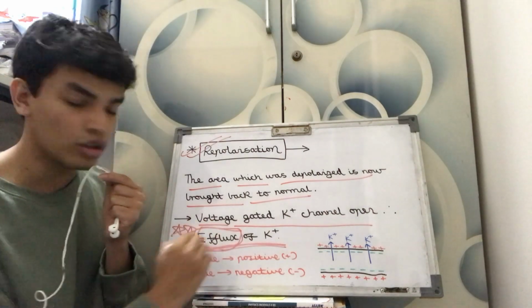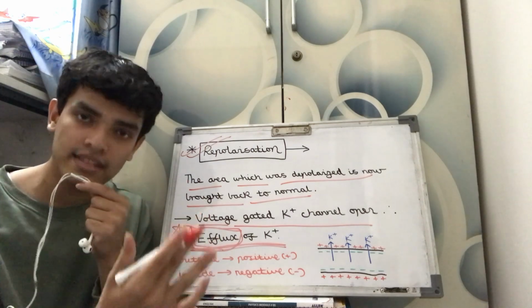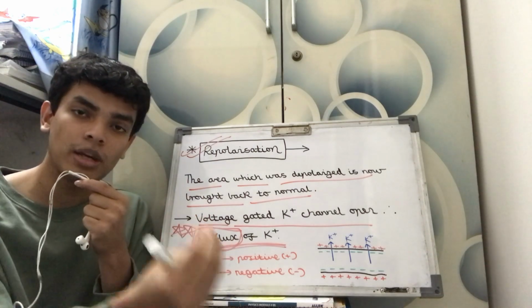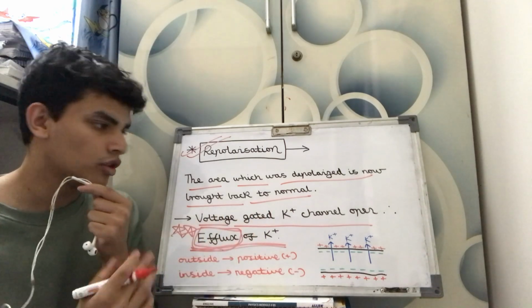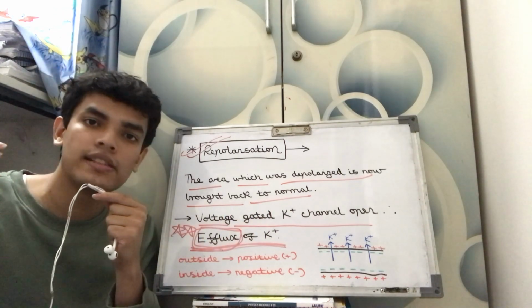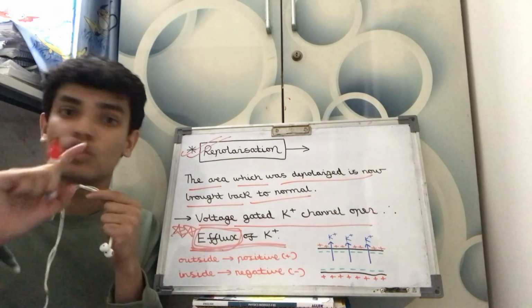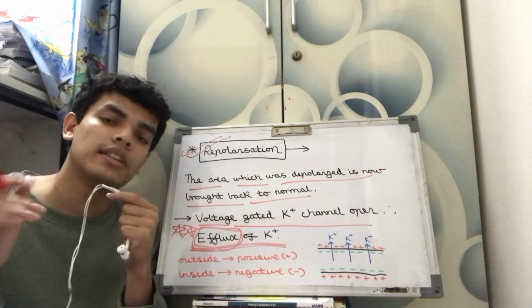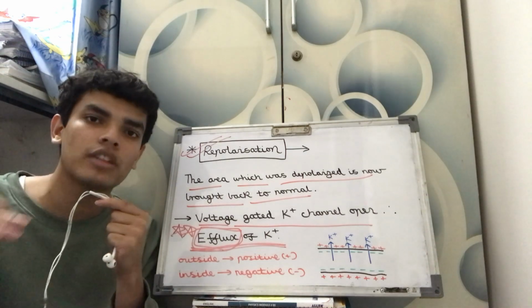of K+, not influx, efflux. What does efflux mean? Going outside, throwing outside. Influx means coming inside. Efflux means going outside. So it gets very confusing. You think that in depolarization there is influx of Na and in repolarization there is influx of K+. It is not like that. In depolarization there is an influx of Na, and in repolarization there is an efflux of K+.